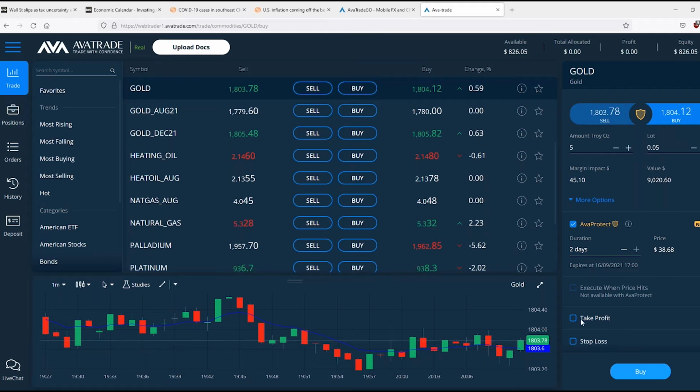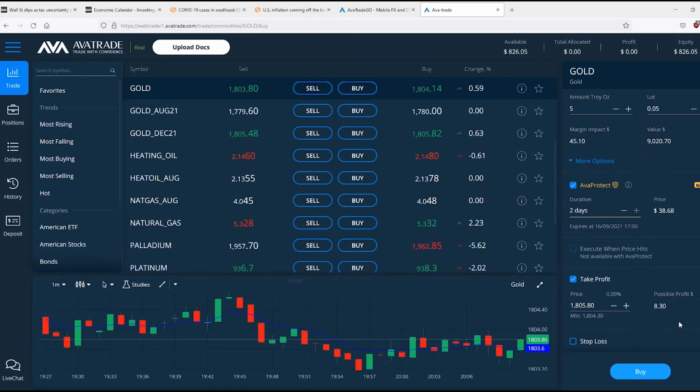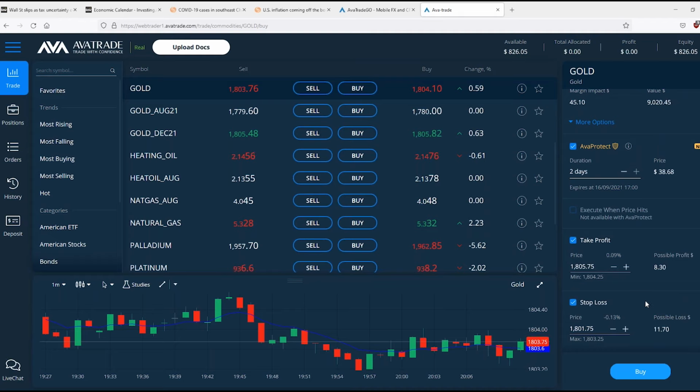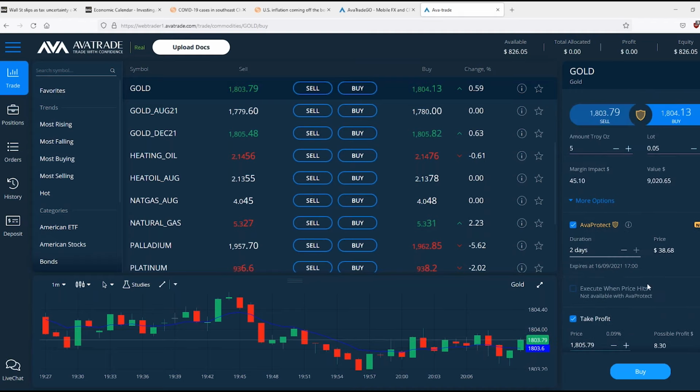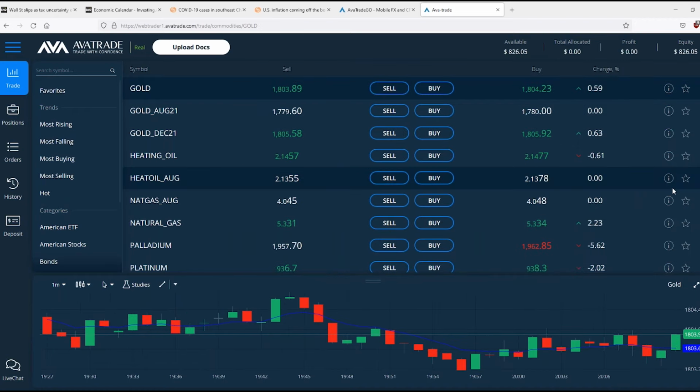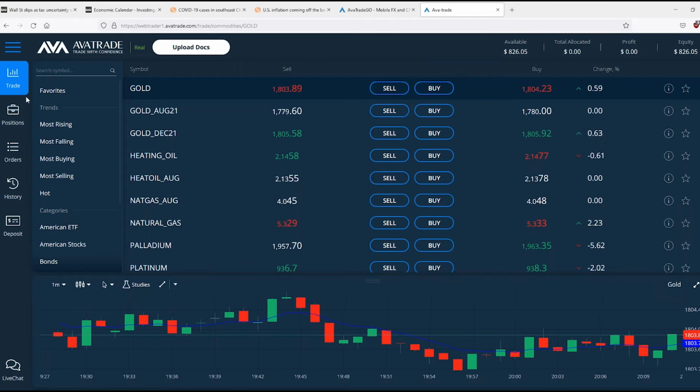And then if you're programming the take profit or the stop loss, it calculates your potential profit and your potential loss for you. You put in the stop loss and take profit prices, and it calculates those for you in your account currency. So it makes it very simple to risk manage by using these key features on AvaTrade Go or on our web trader platform.